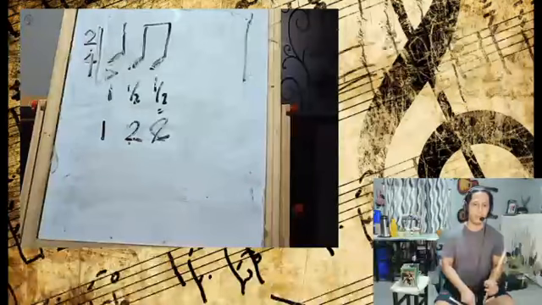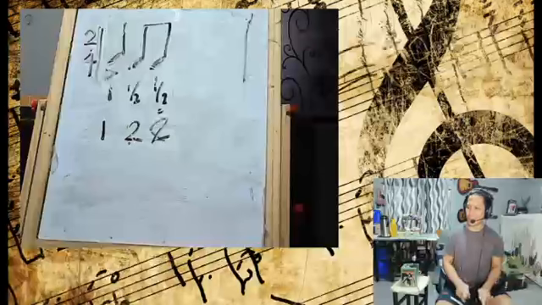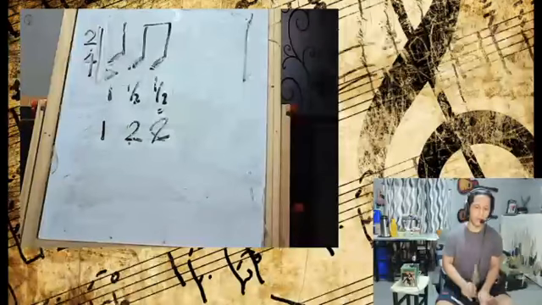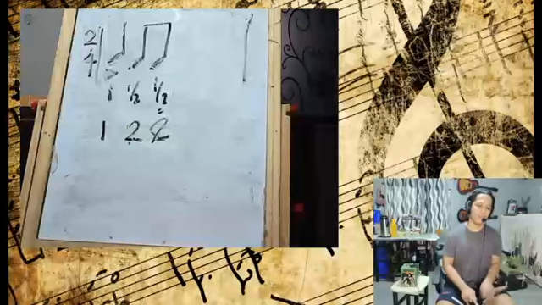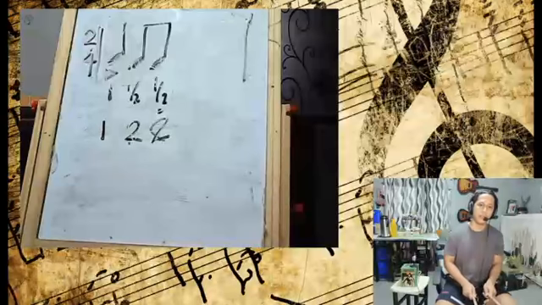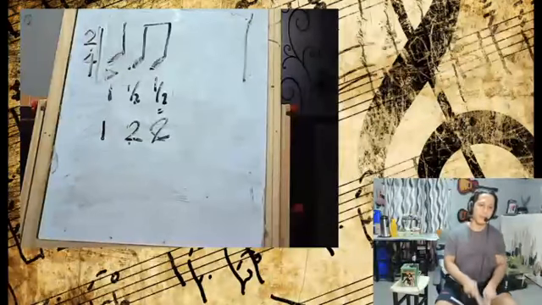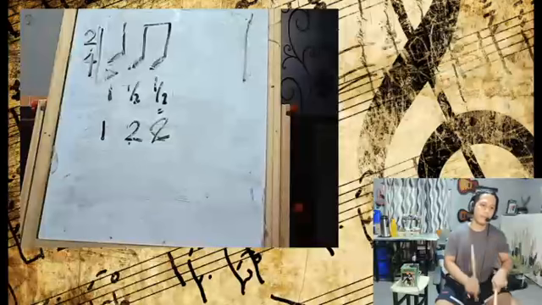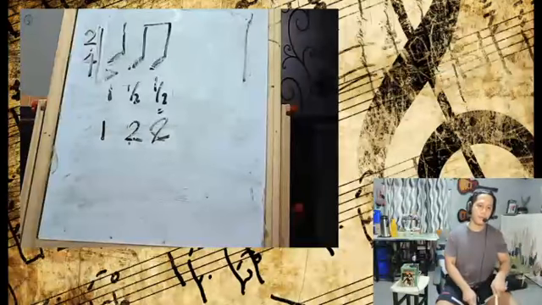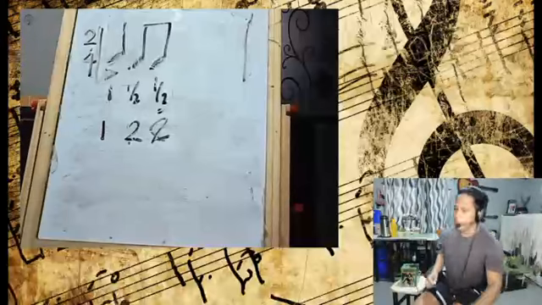So, 1 2 and 1, 1 2 and 1 2 and 1 2 and, 1 2 and 1 2 and 1. Let's play it very slow. So let's make it 1 2 and 1 2 and 1. Alright. So let's make varieties of examples.